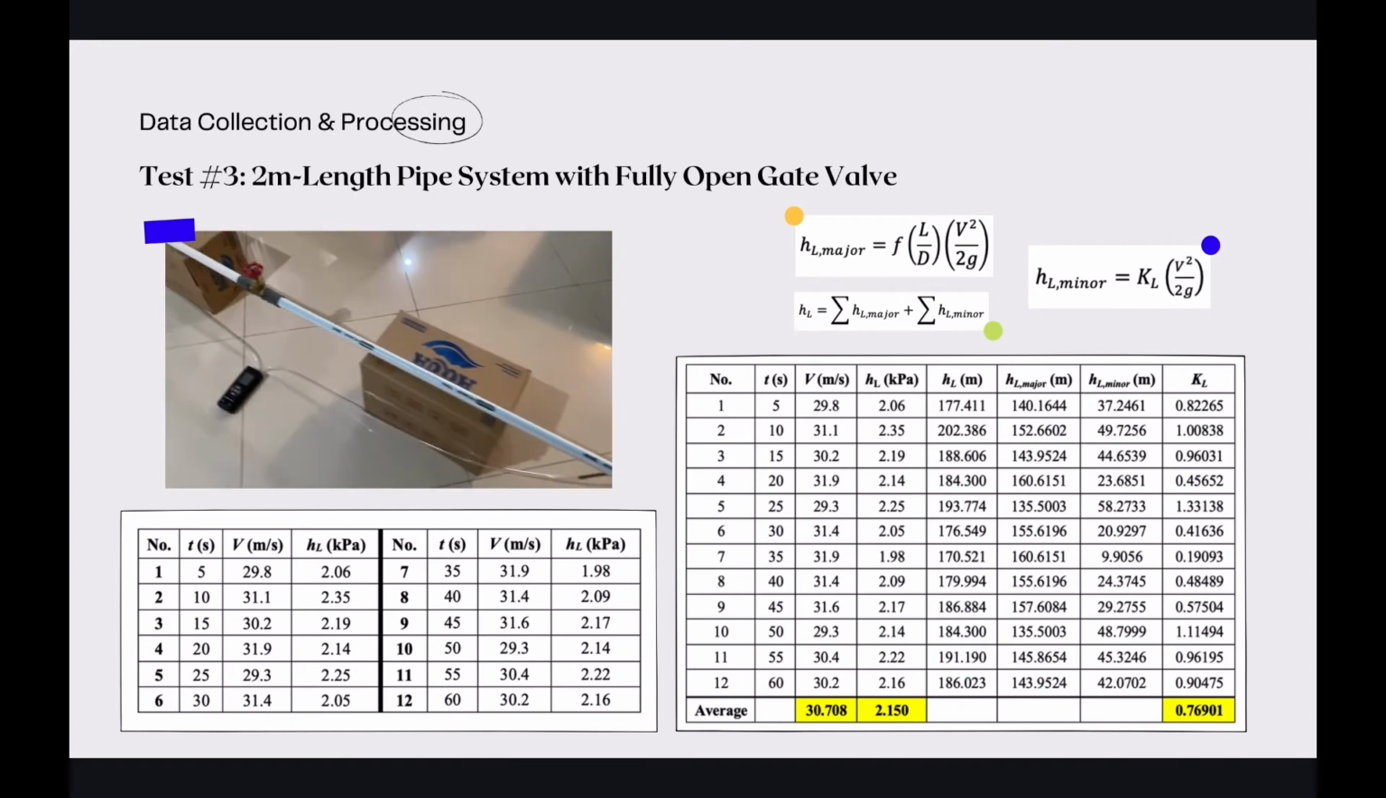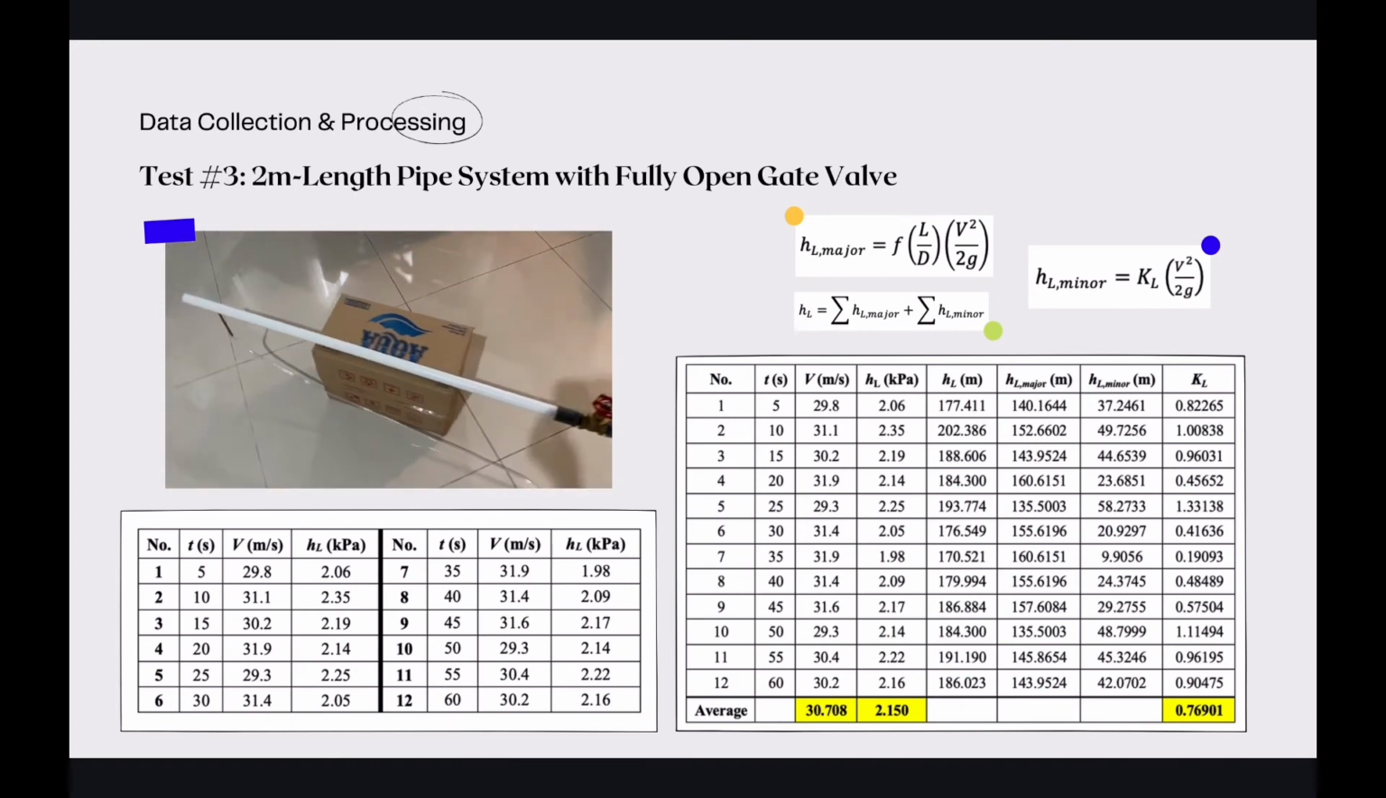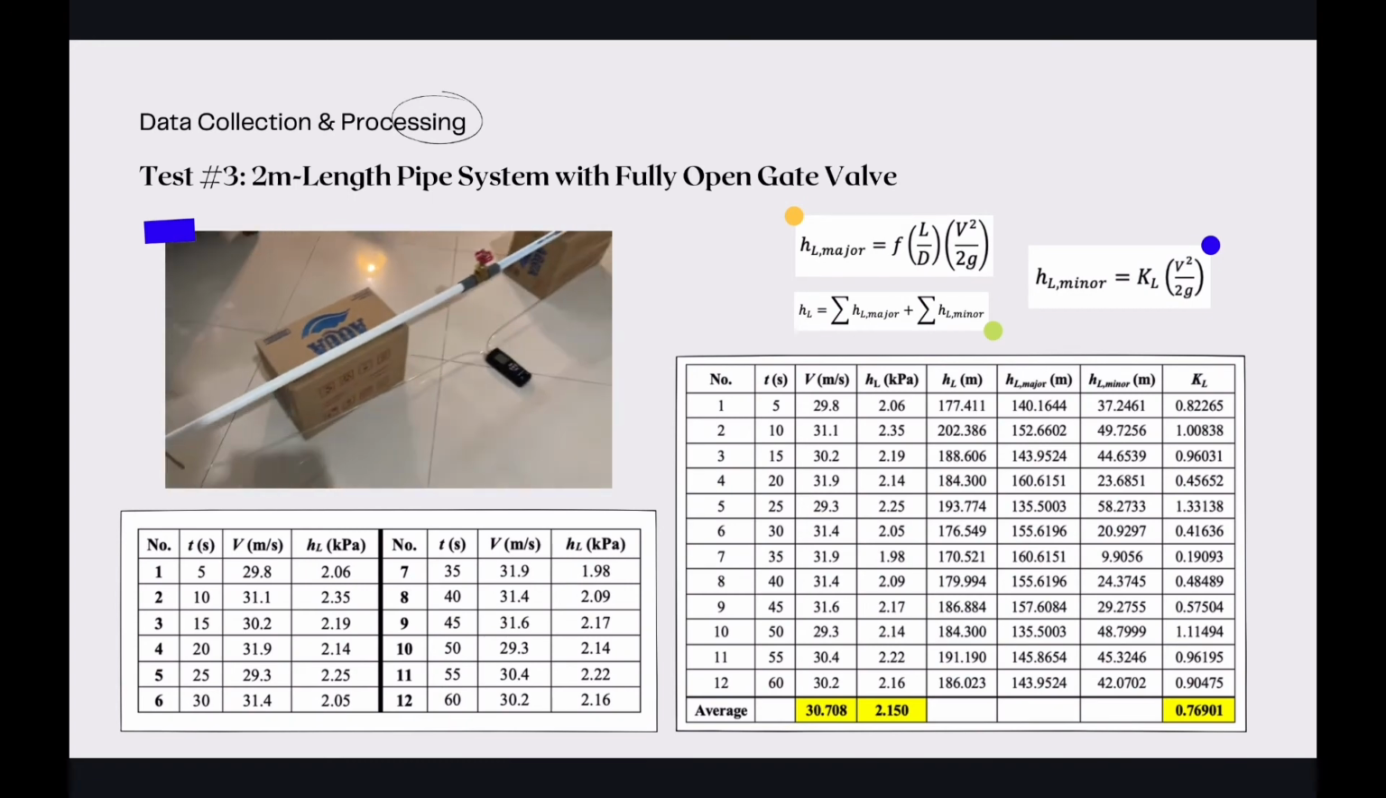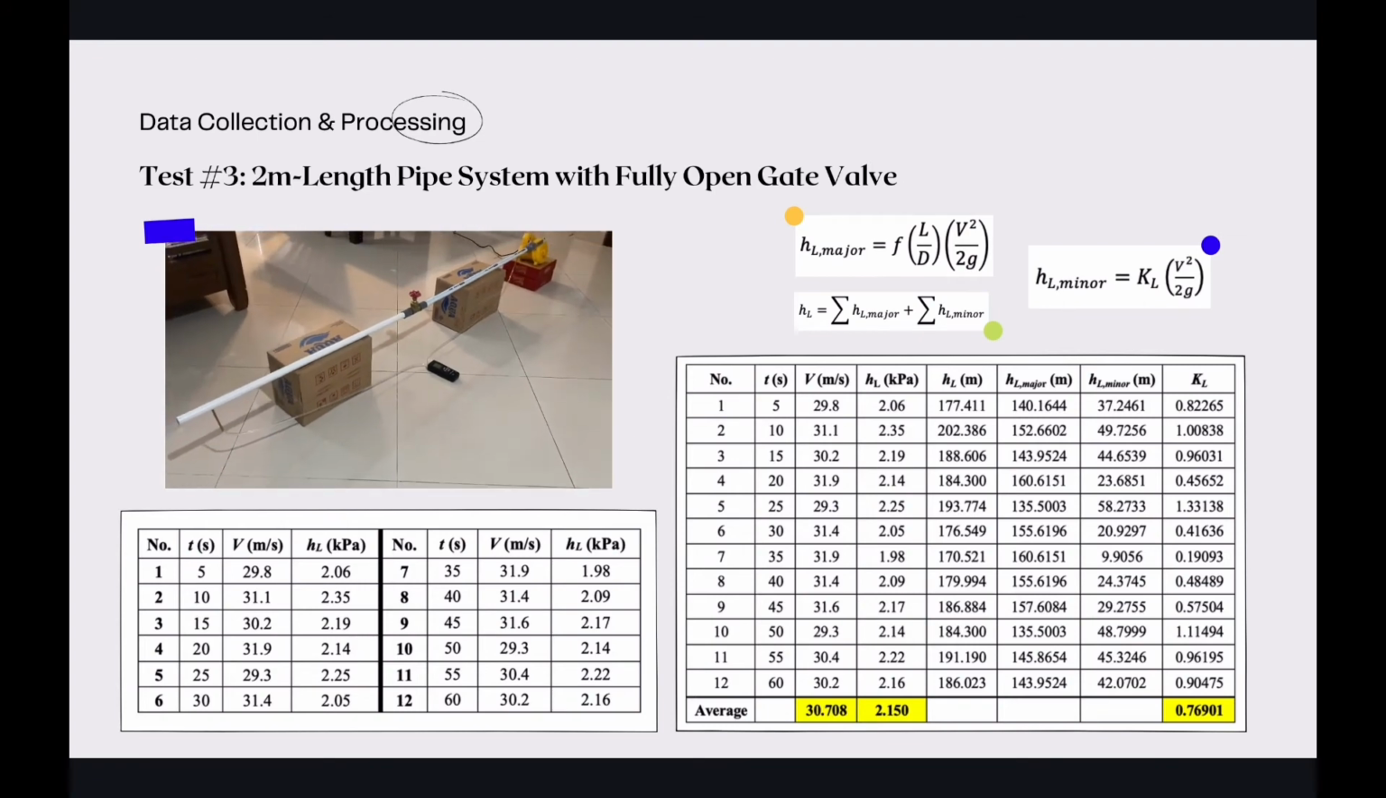The third test was conducted with a fully open gate valve. The data processing of this test is identical to the previous section.